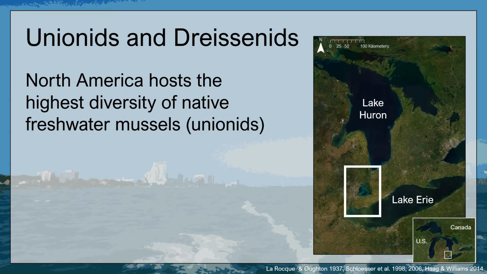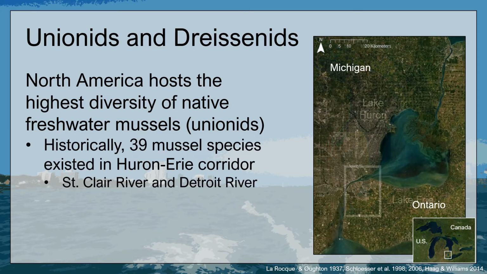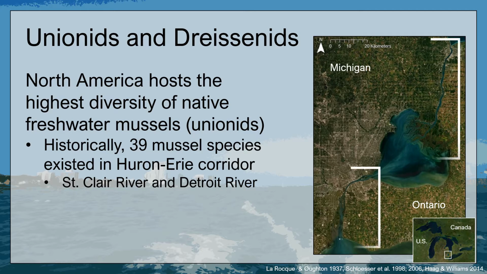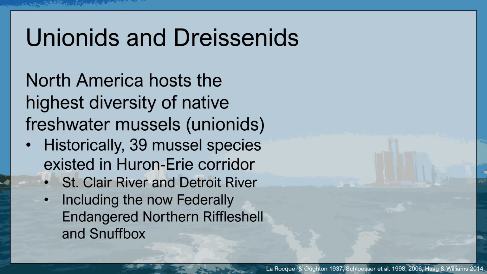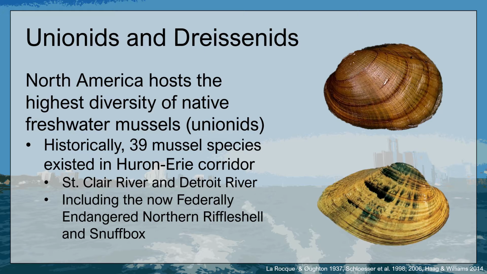North America is home to the highest diversity of native freshwater mussels, here in Unionids, in the world. Focusing on the Great Lakes and the two large rivers in the Huron-Erie corridor, there were historically 39 species present in the St. Clair and Detroit River systems, including the now federally endangered northern riffleshell and snuffbox mussels.